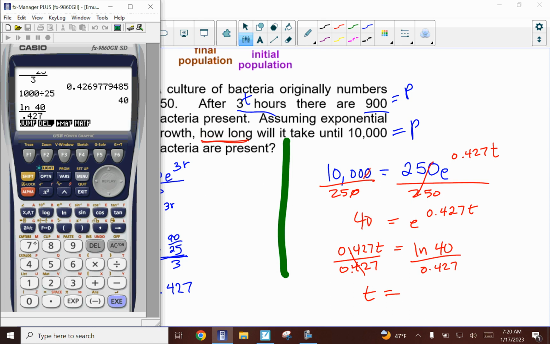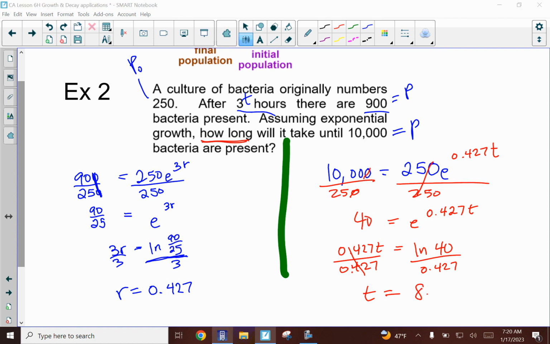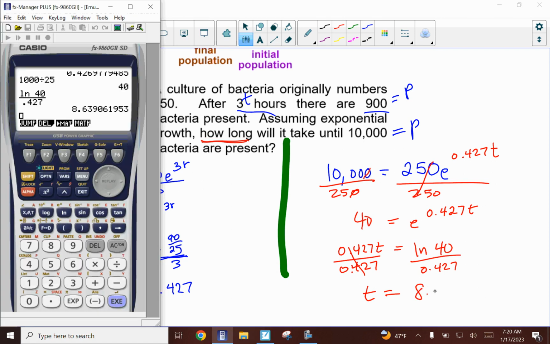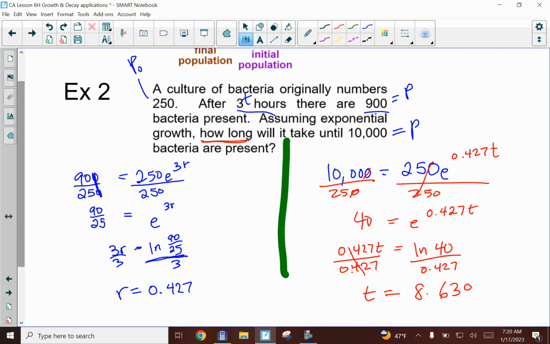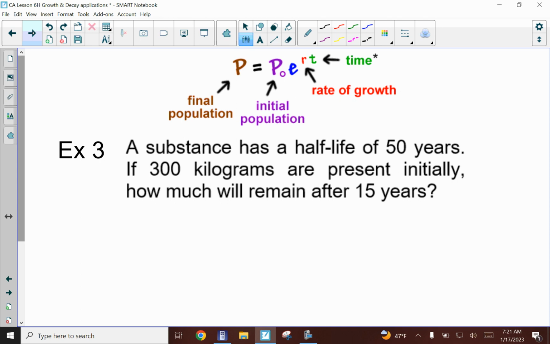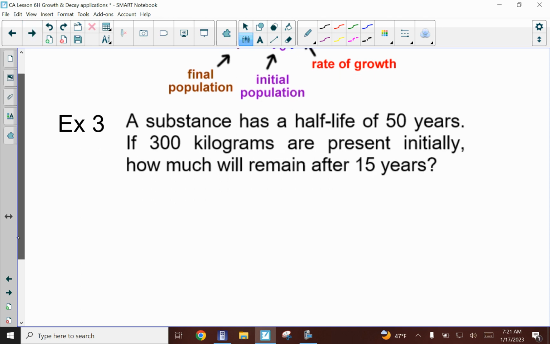The reason why I didn't use the ANS button is because it would have put in the previous answer, and that previous answer is that 40 right there. So this is not going to be super exact, but it's going to be pretty close. So it would take, I forgot what the number was, 639. And you're going to see that in a lot of these bacteria questions, it's going to be a two-step. You have to find the R first, and then once you find the R, you got to actually use it in your question.